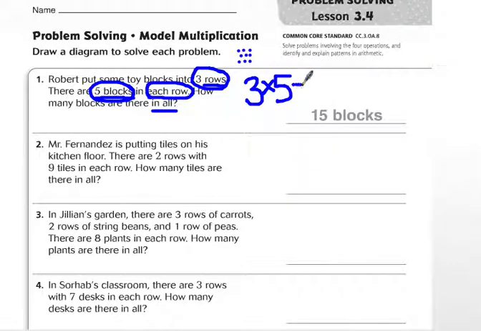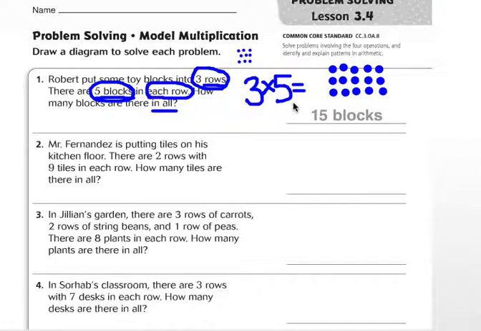Let's draw a model to solve 3 times 5. Since it says rows, I'm going to actually use rows and make it like an array. Okay? So, for 3 times 5, I need 3 rows. There's my 3 rows. I need 5 in each row. So, here's 1, 2, 3, 4, 5. 1, 2, 3, 4, 5. And 1, 2, 3, 4, 5.